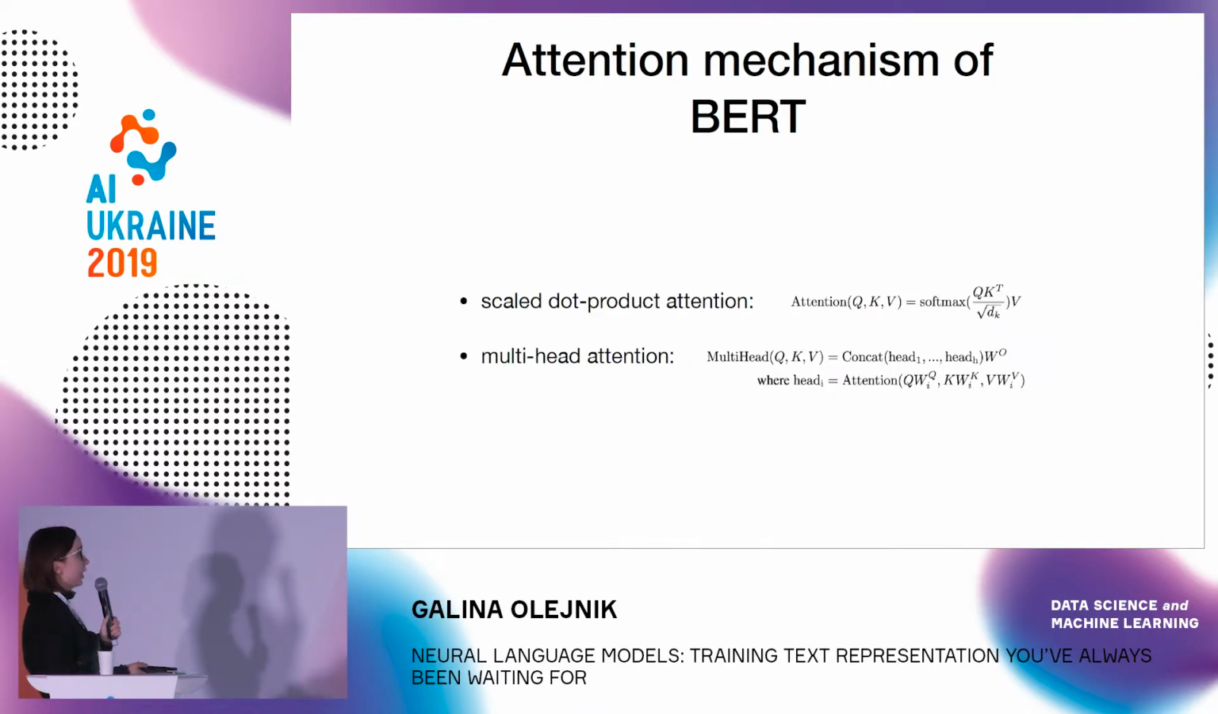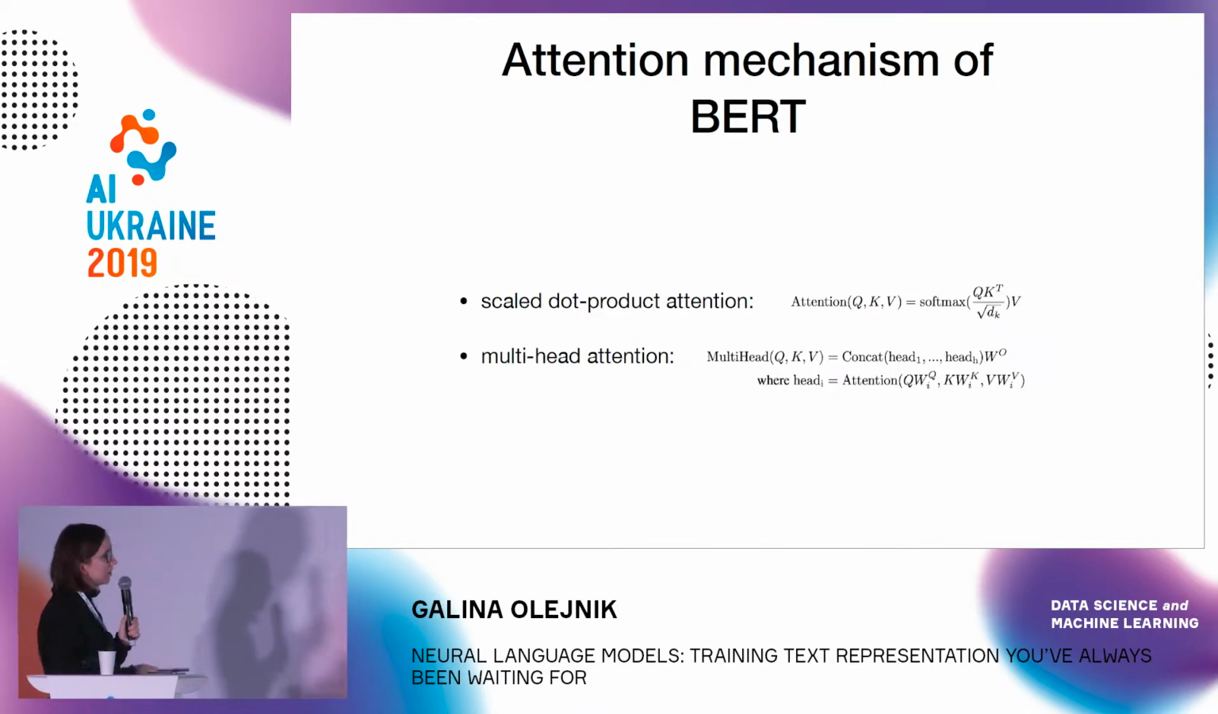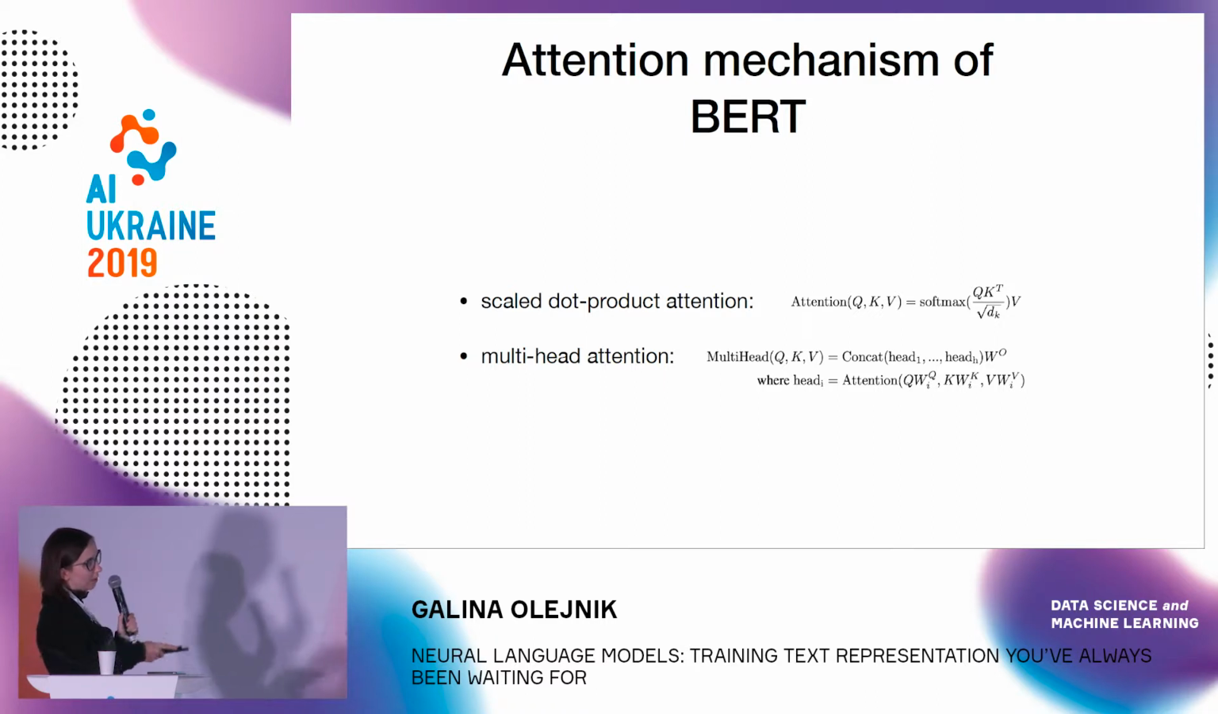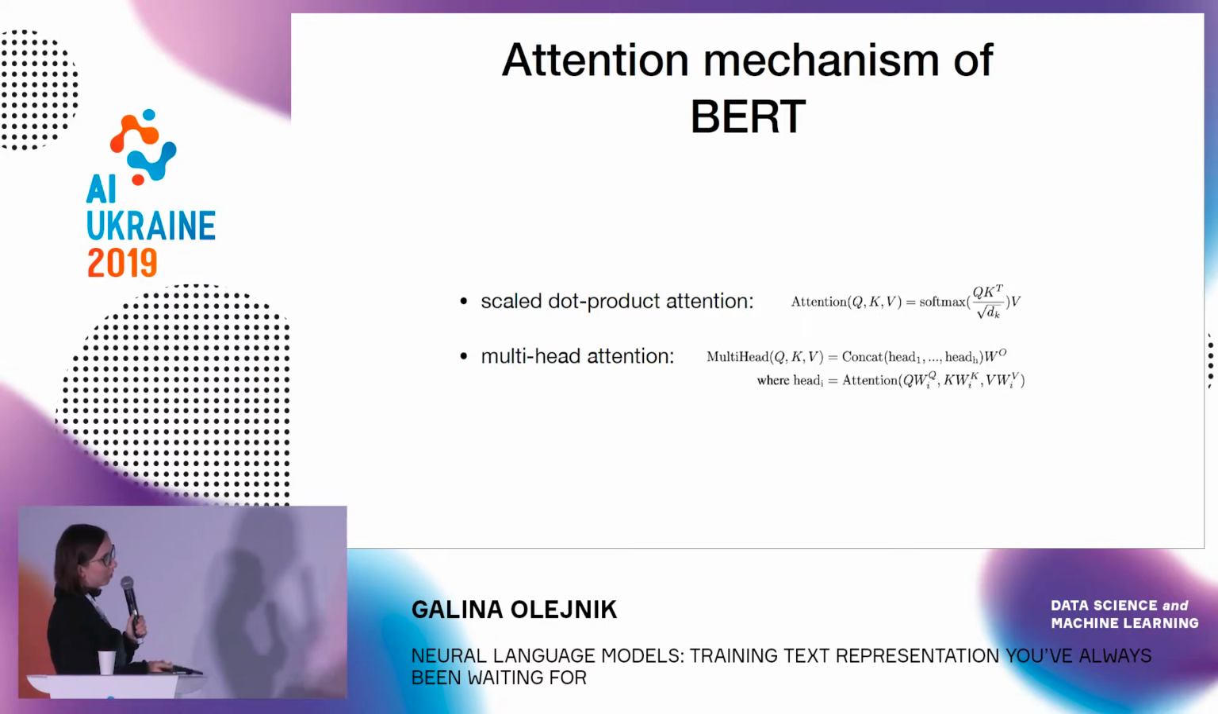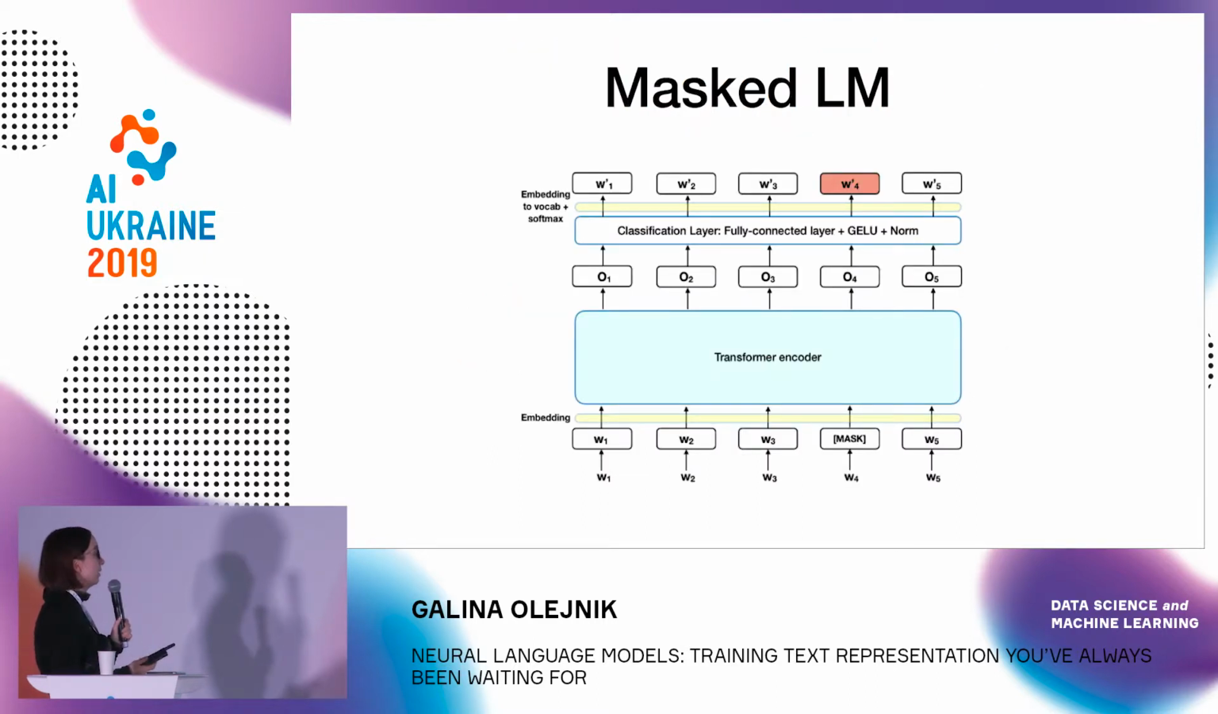This is how the attention mechanism works. You see that this is a dot product. It is normalized by the square root of D, and we're computing softmax and multiplying by our weight matrix. And multi-head is all about concatenating these heads. So there is nothing really very complex behind it.